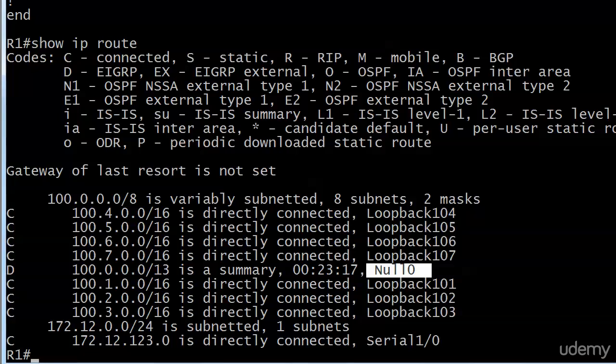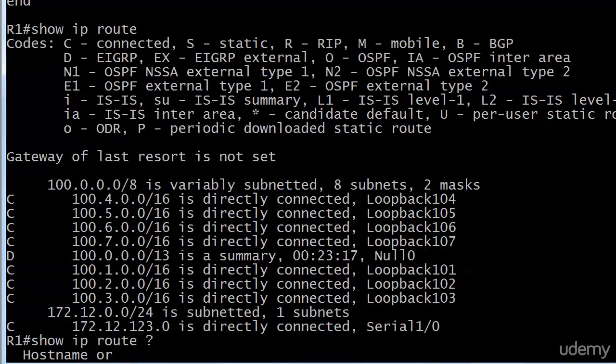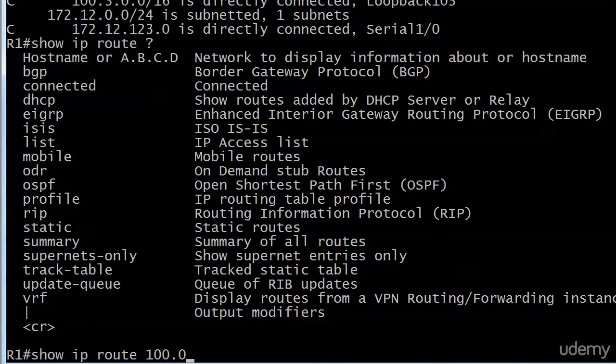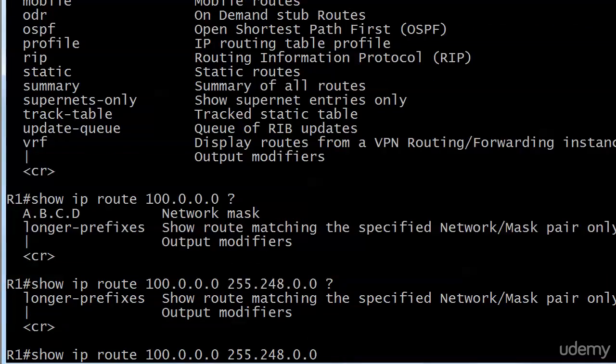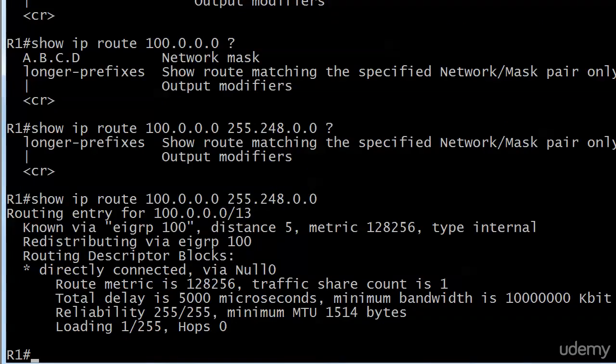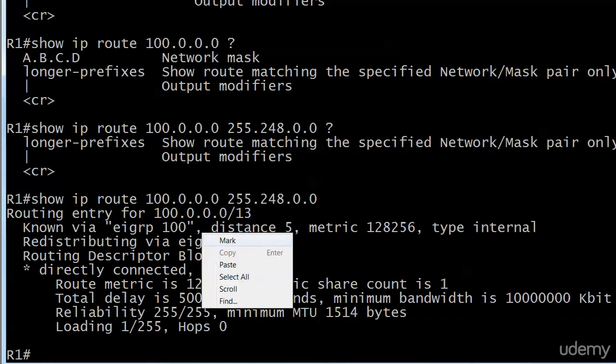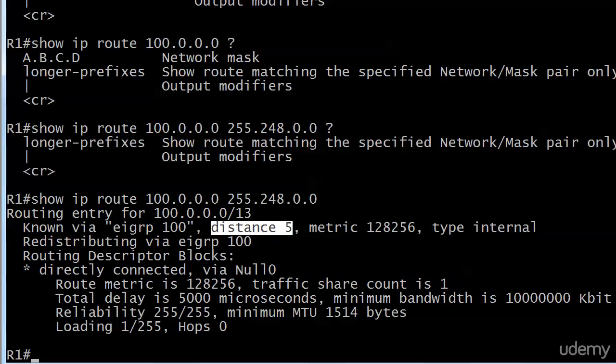Well, if we expand on the show IP route command a little bit, we can spot it. And then we're going to put the mask. And then we're going to stop. And you can see right here in the middle of the second line, distance 5. That's where you can always spot it. Just run the show IP route command, but go ahead and put in the network and the mask for the summary instead of just looking at the entire routing table.